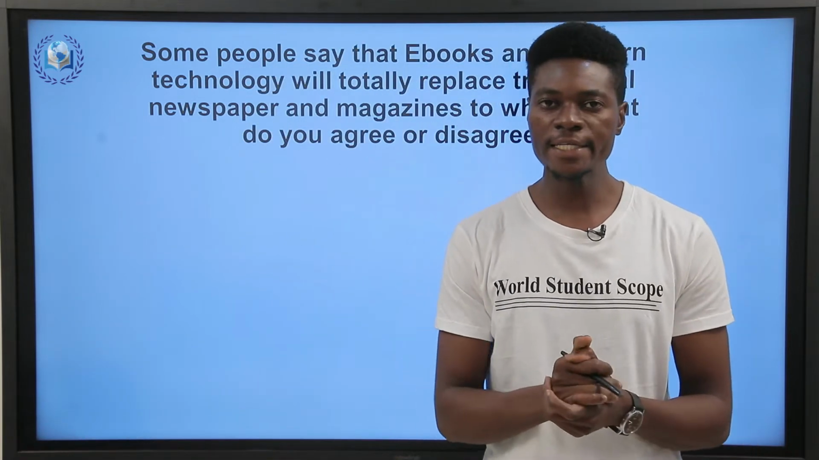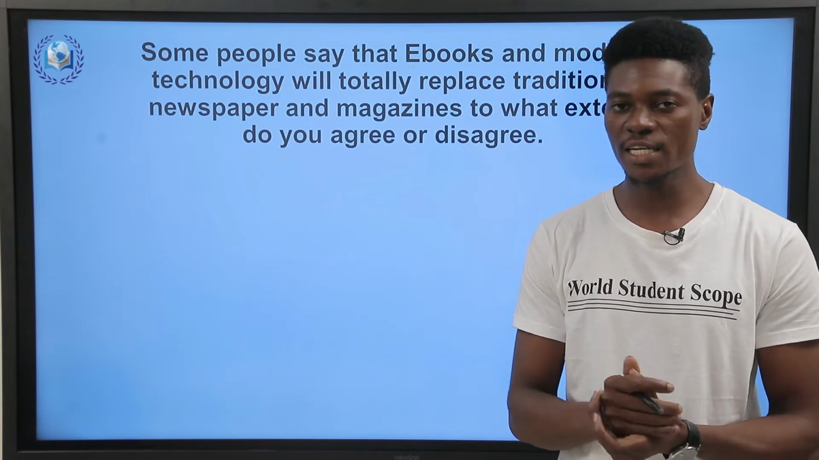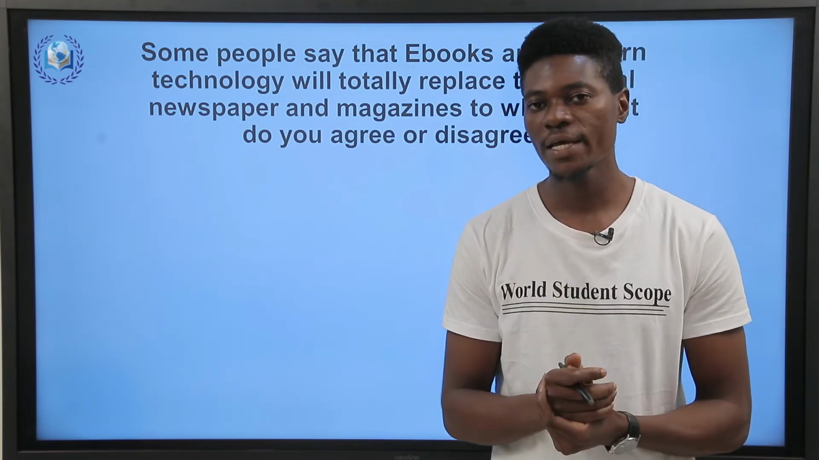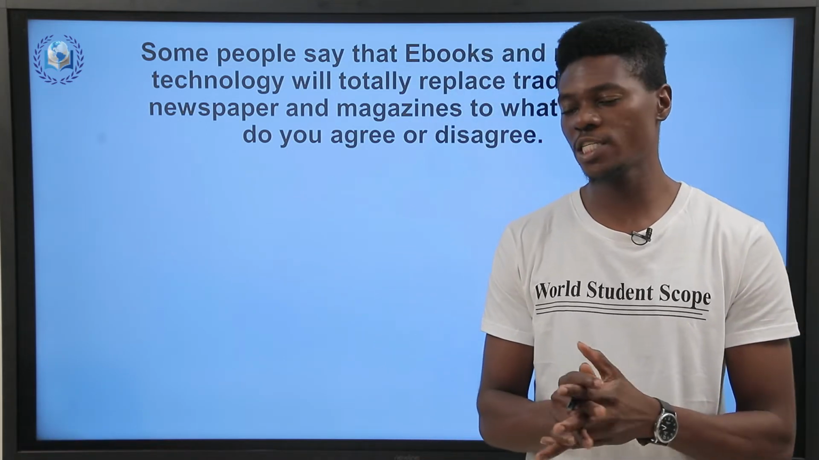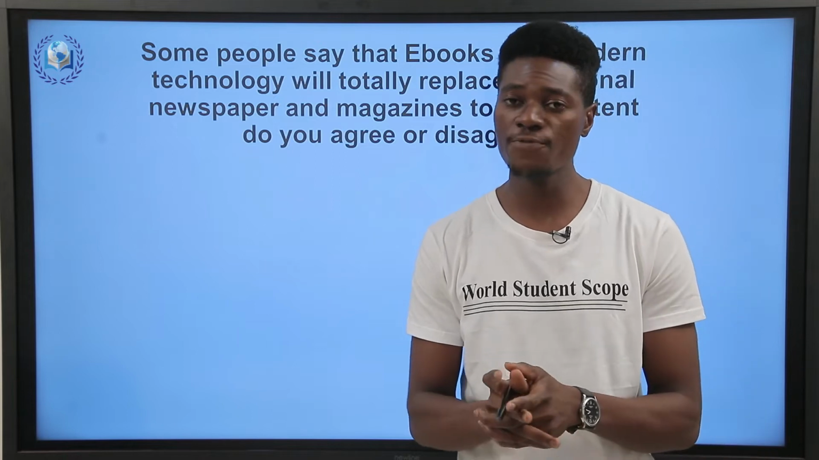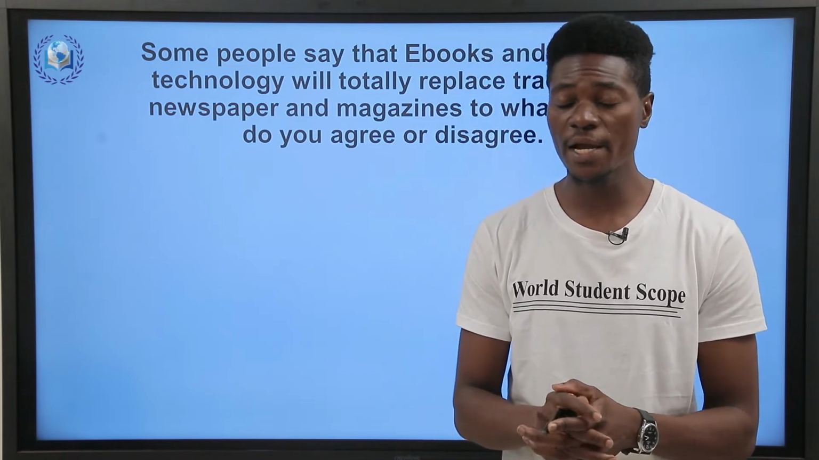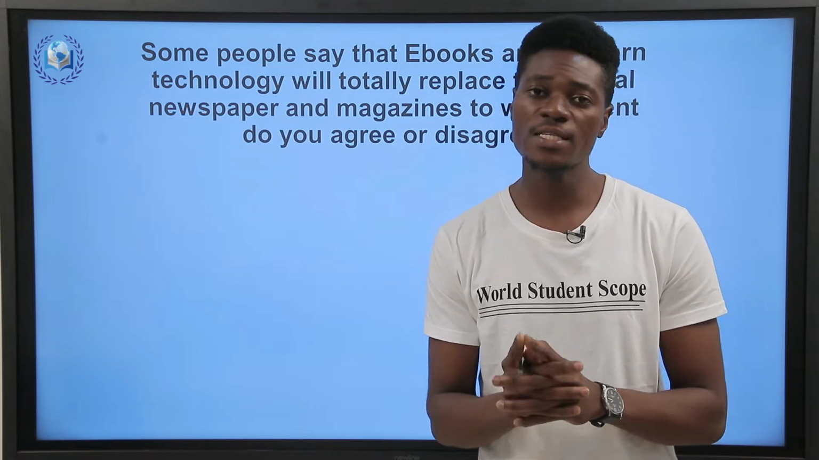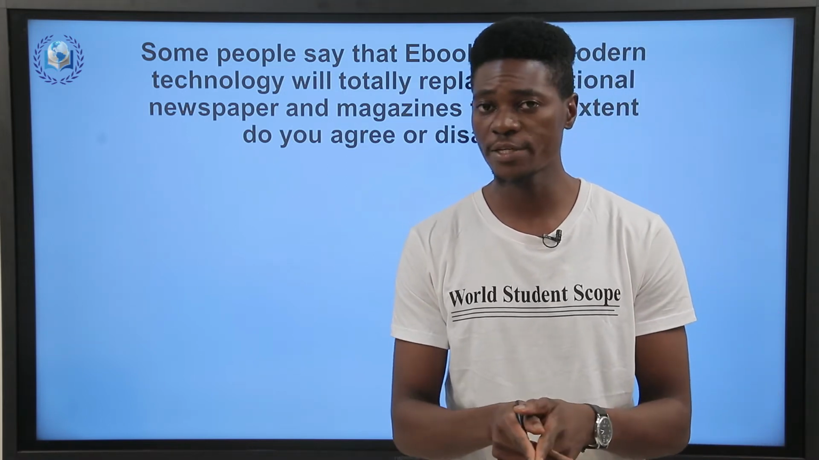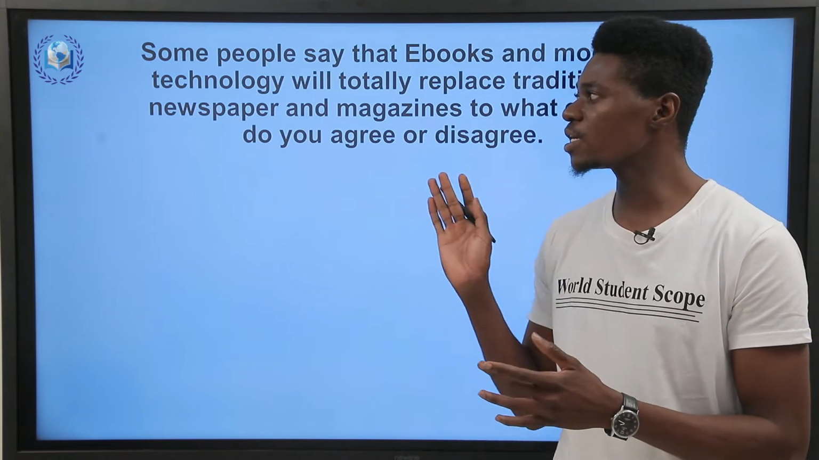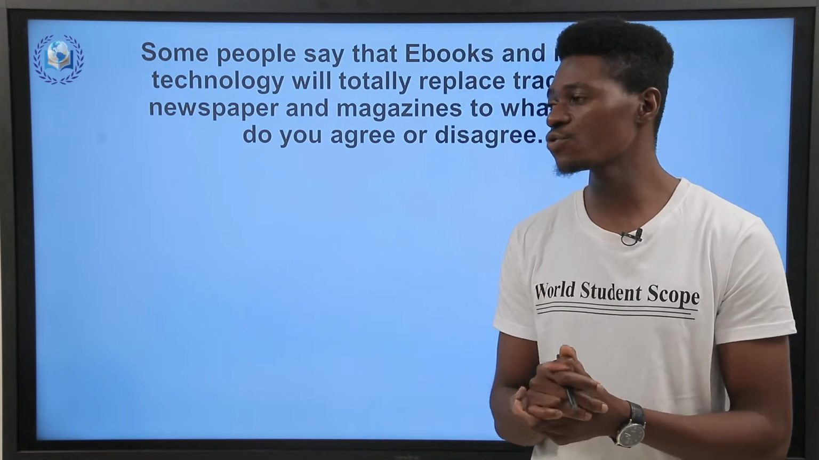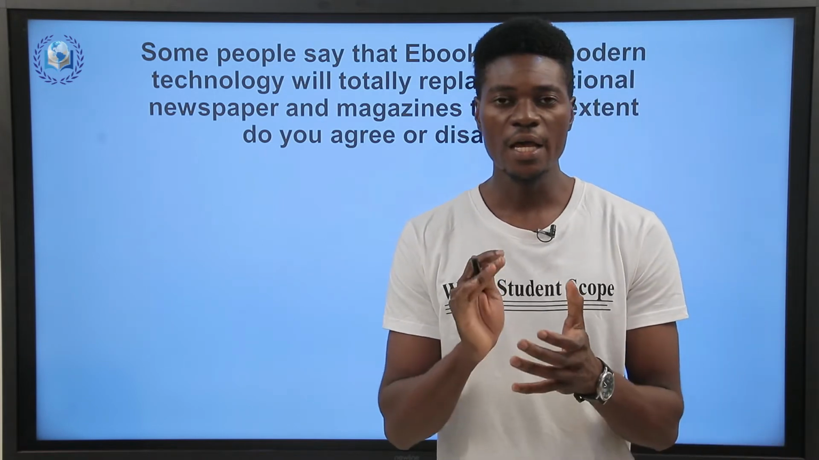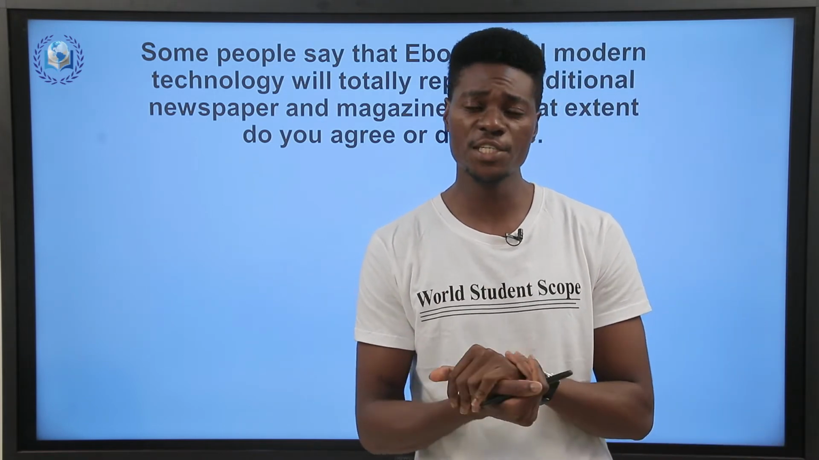IELTS writing has two tasks, Task 1 and Task 2. In Task 1 you have to spend only 20 minutes. There is an infographic type of question if it's academic, and if it's general there is a letter writing type of question. In Task 2, there's no difference between general and academic. All of them will be given an essay, and you have to write according to the type of essay.